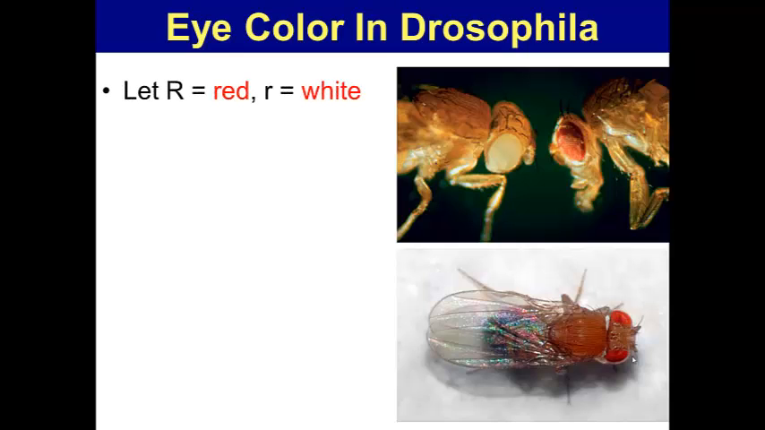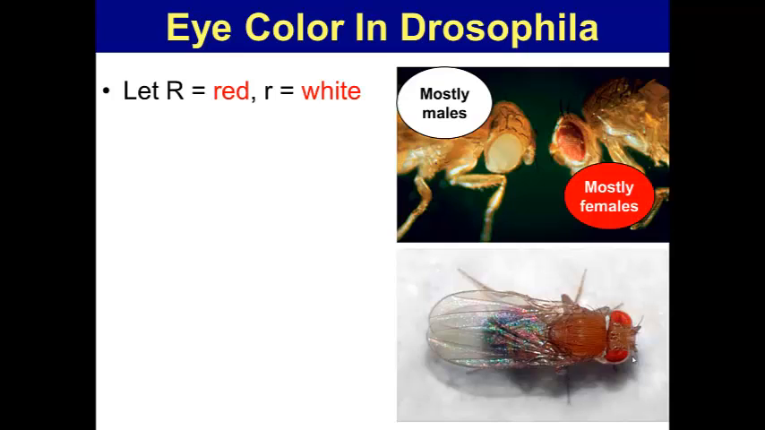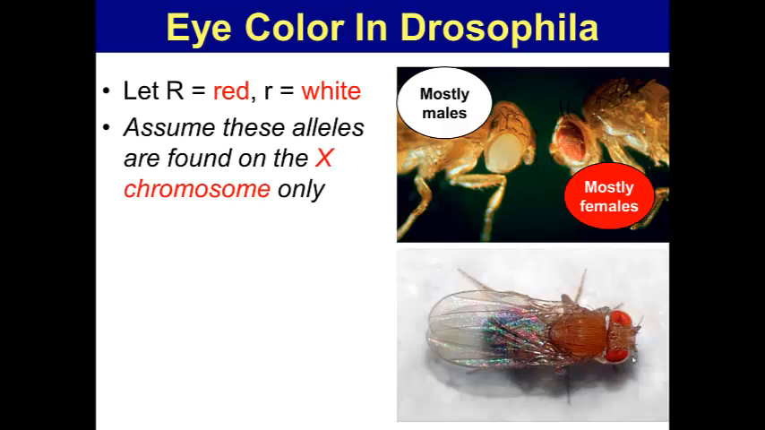He looked at eye color in Drosophila. So red eye color was dominant. Red is represented by big R and white is represented by little r. Males were mostly white and females were mostly red. He assumed that these alleles were found on the X chromosome only.